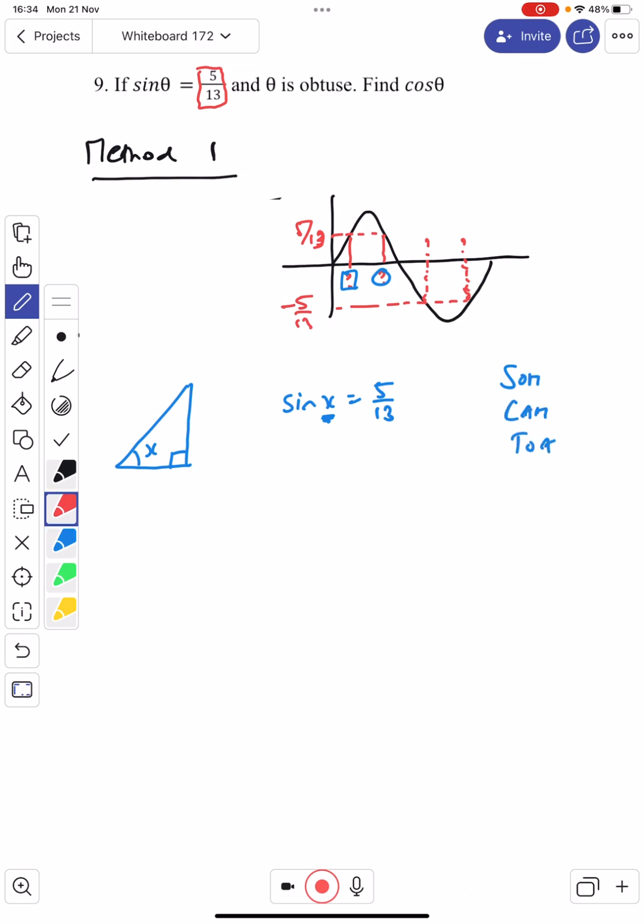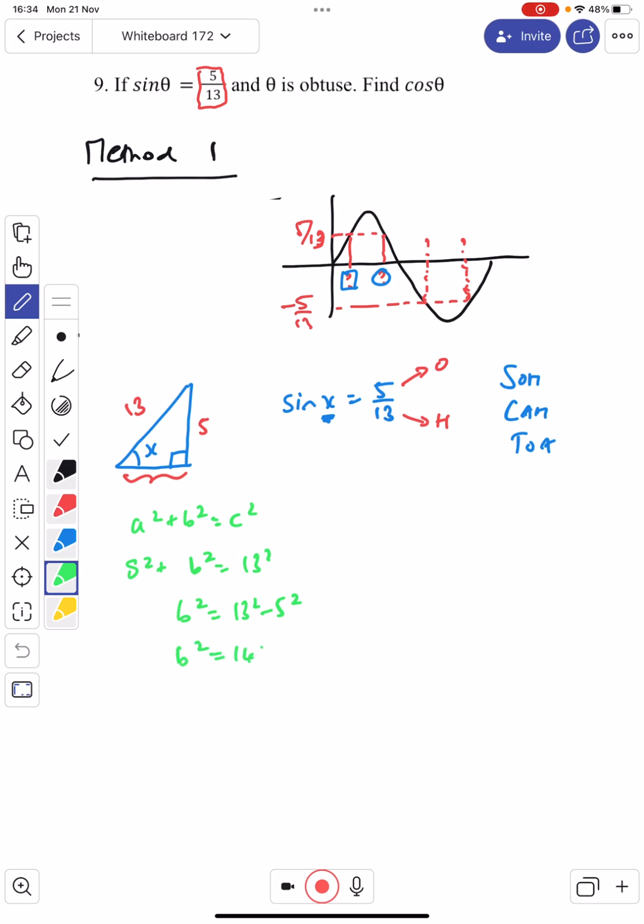If we use SOHCAHTOA, then the 5 is the opposite side and the 13 is the hypotenuse. So that is 5 and that's 13. So we can use Pythagoras then to find the third side, this one here. So a squared plus b squared equals c squared. So 5 squared plus b squared equals 13 squared. So b squared equals 13 squared take away 5 squared. b squared is 144, so b equals 12. So that's 12.